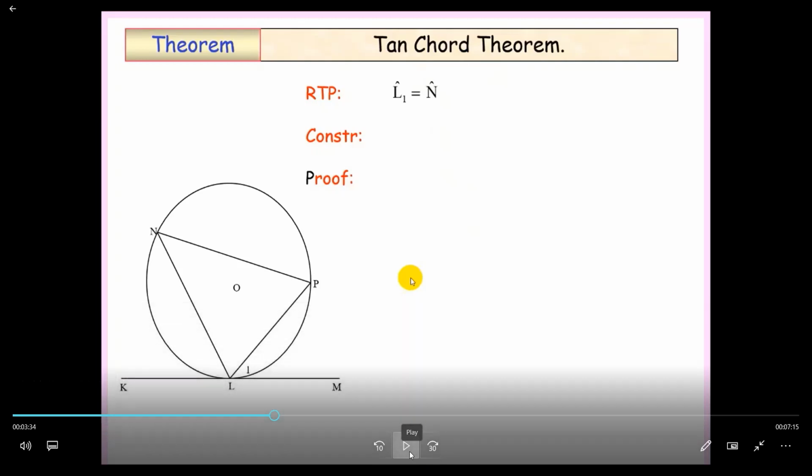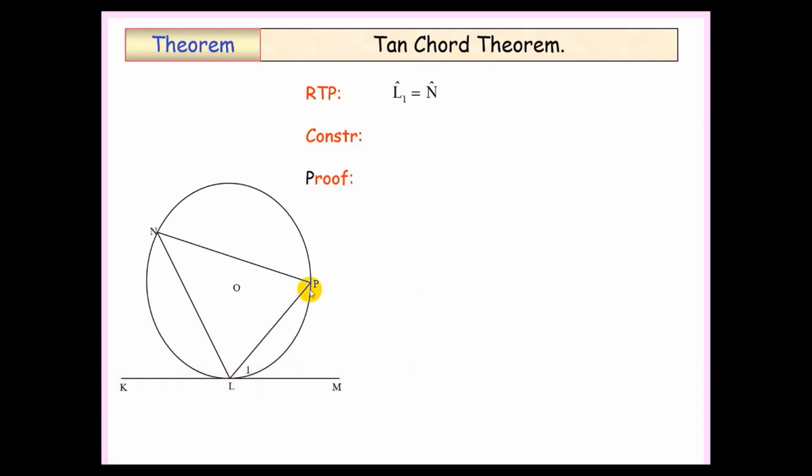So we're ready to start. The theorem states that the angle between the tangent and the chord is equal to the angle in the alternate segment subtended by the chord. In this case, we want to prove that angle L1, which is the angle between the tangent and the chord, is equal to the angle at the circumference, which is N, subtended by chord LP. So we're going to start off with a construction.